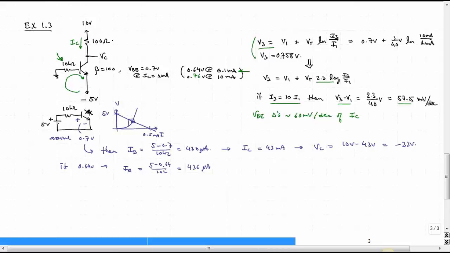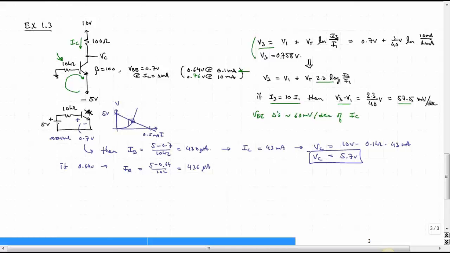So let me cheat now and change this collector resistor to 100 ohms, right? That'll clean things up. So now we will have VC is 10 volts minus 0.1 K times 43 milliamps. So that'll be 10 minus 4.3, or 5.7 volts. So our collector voltage will be 5.7.